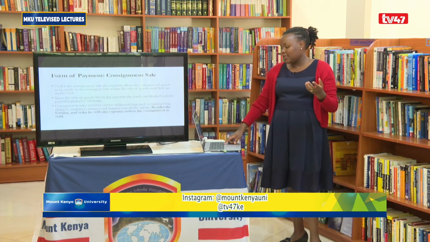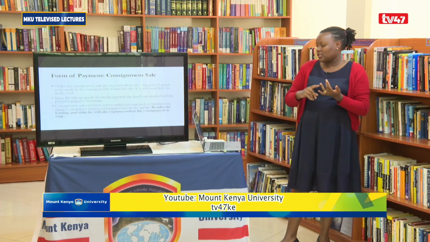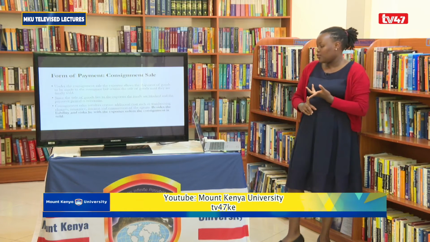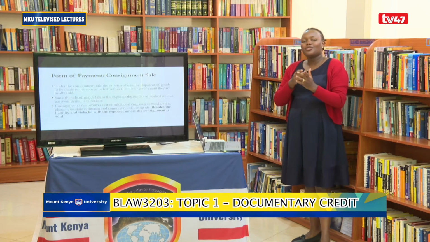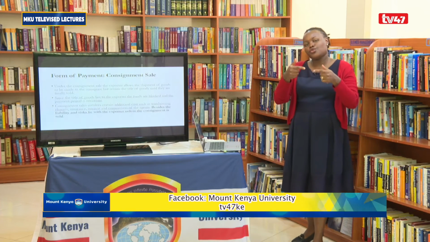The next one is consignment sale. When you're talking about consignment sale, the exporter allows a shipment of goods to be made to the consignee, but retains the title of goods until they are finally sold. Is that clear? Since the title of goods lies with the exporter, the funds are blocked and the payment period is uncertain. Now, we also need to know that there's an additional cost such as warehousing charges, insurance, interest, commission of the agent, and there's also a liability and risk which lie with the exporter unless the consignment is sold. Okay?